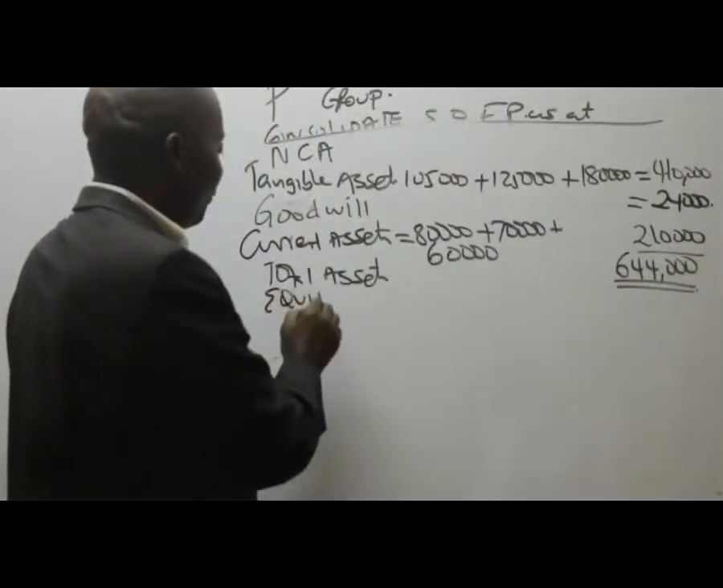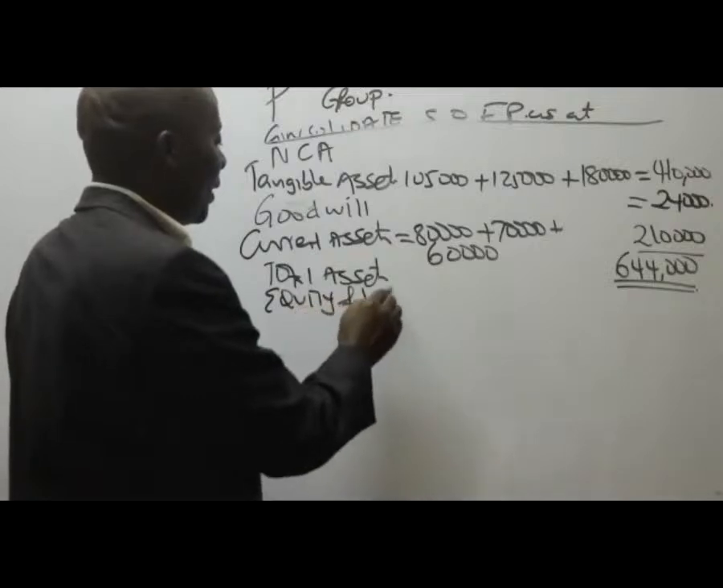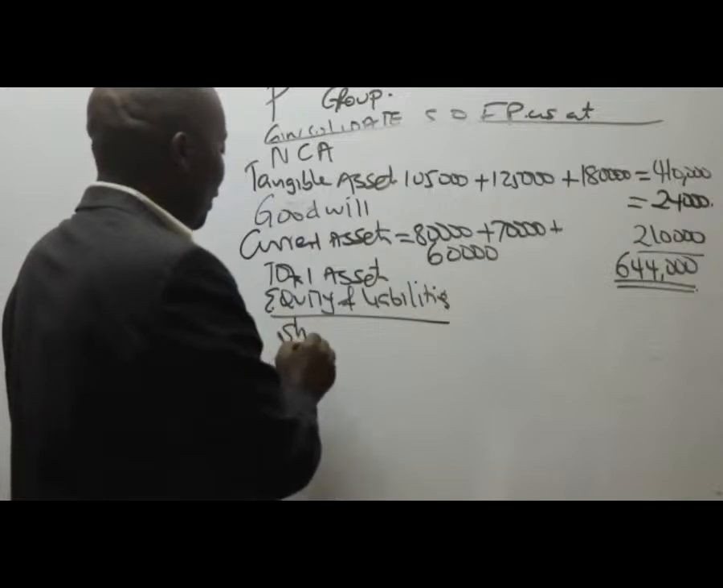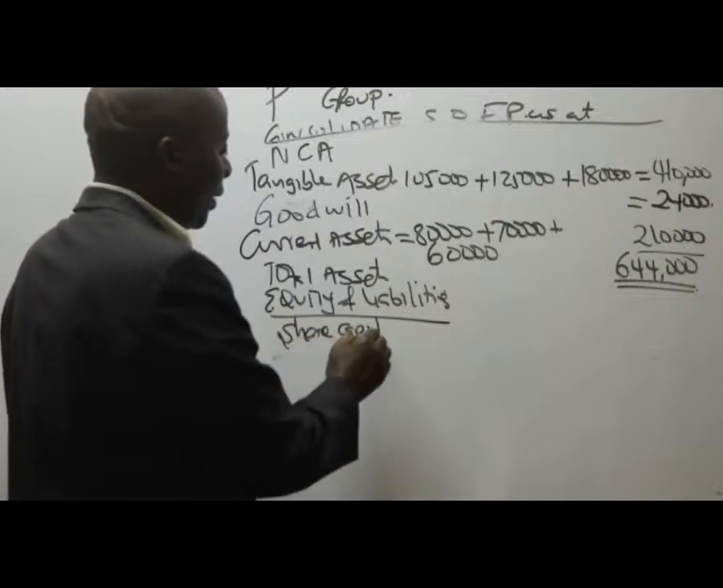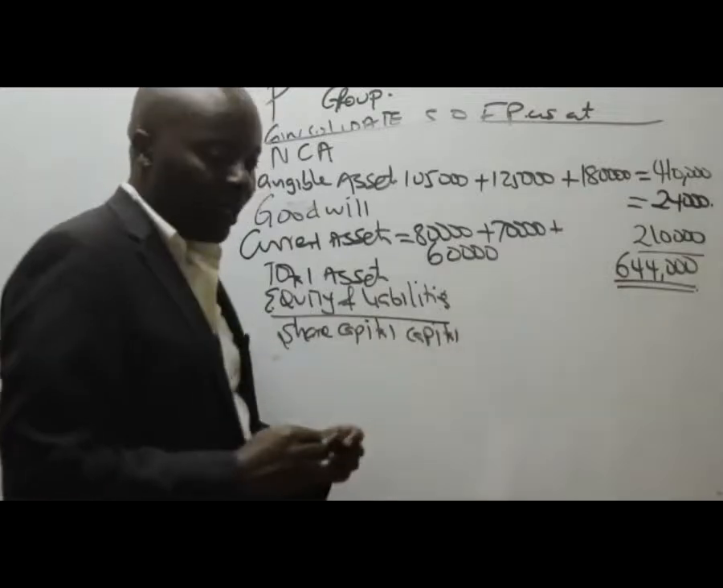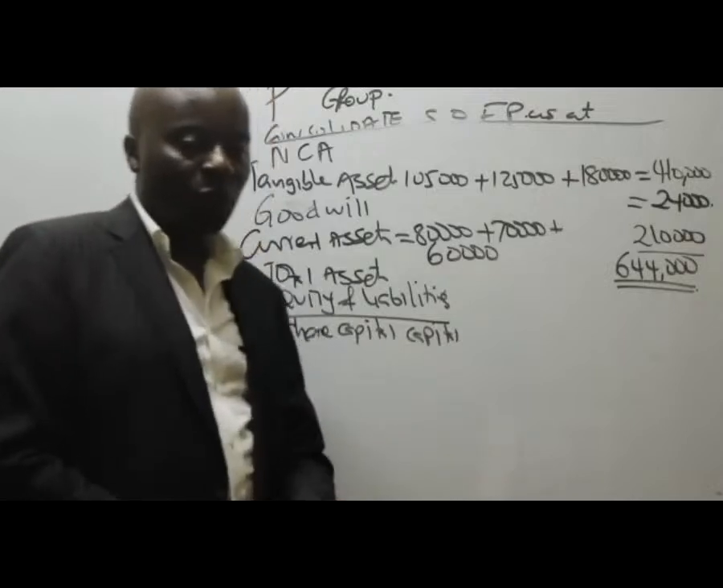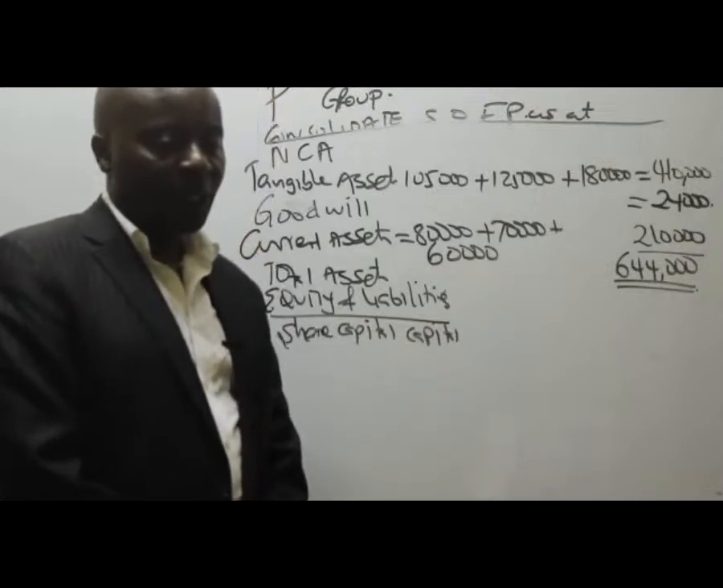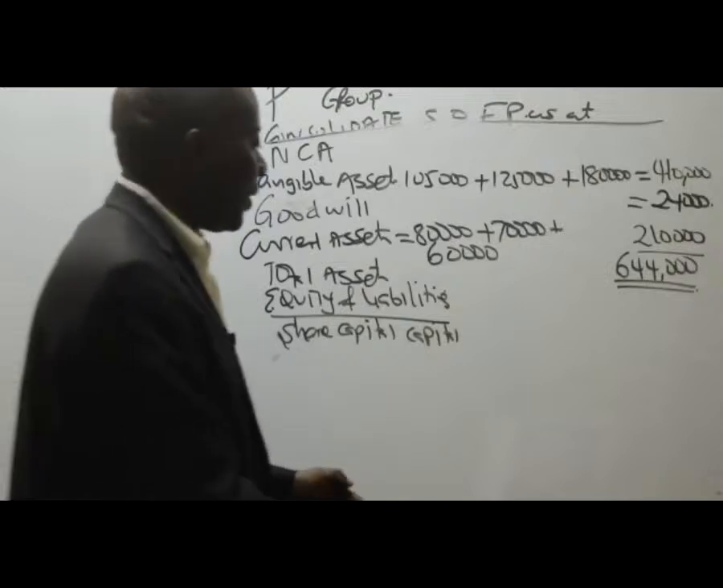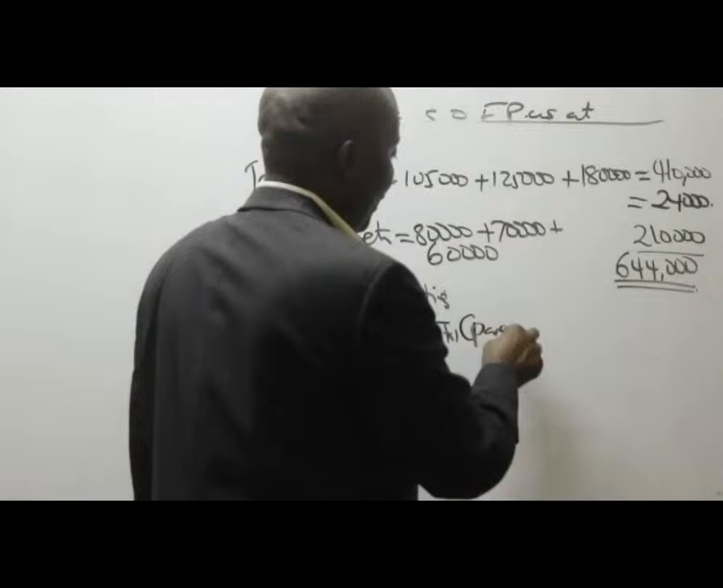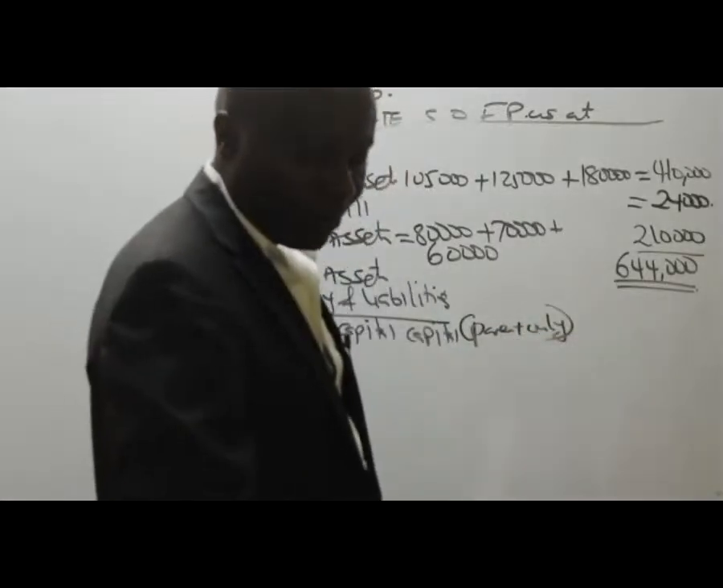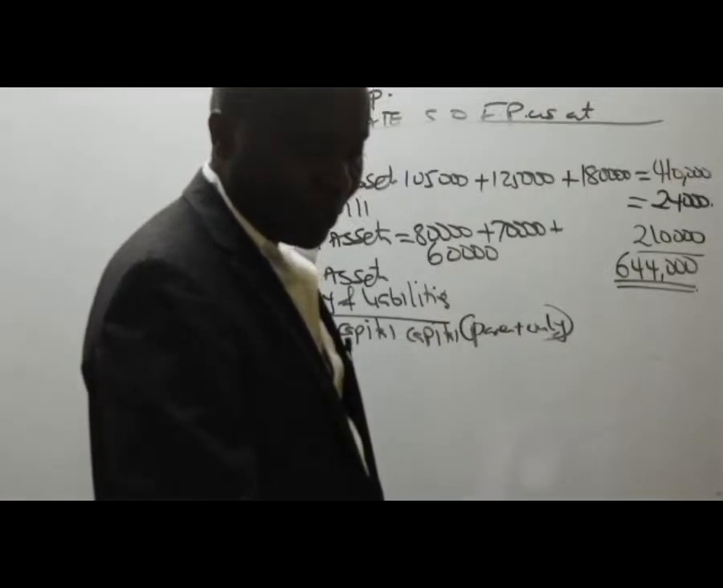Equity and liabilities. So we start with the equity. The first thing we're going to do is to take the share capital. Who can remind us the concept of share capital in the consolidated statement of financial position? Parent only. Thank you very much. We only take the one of the parent.